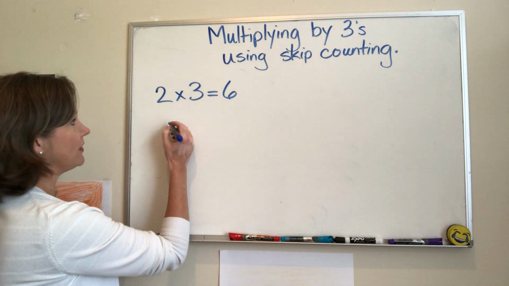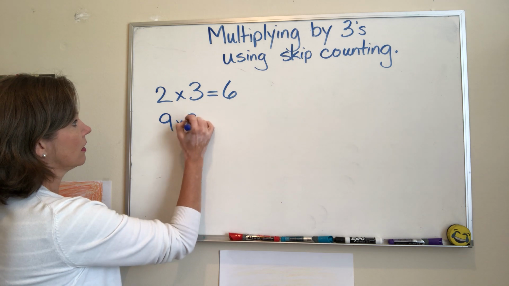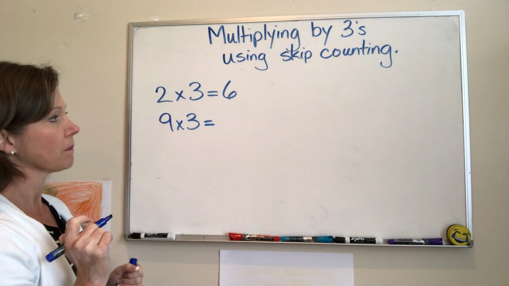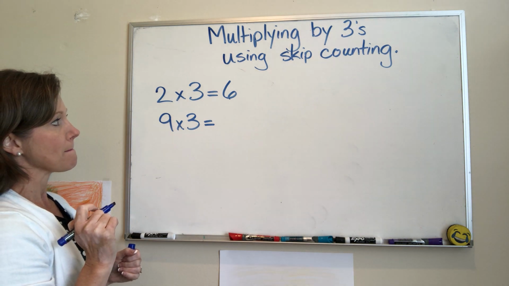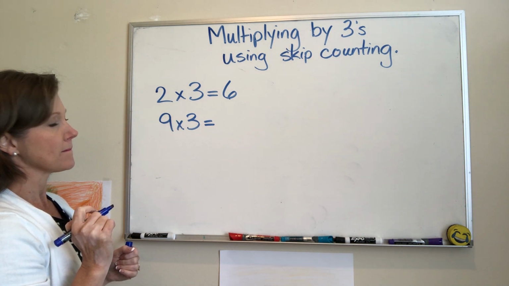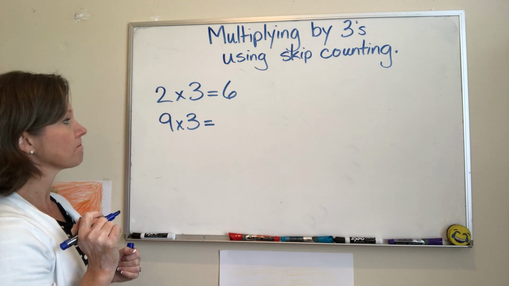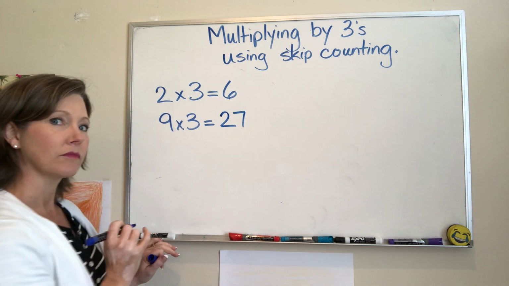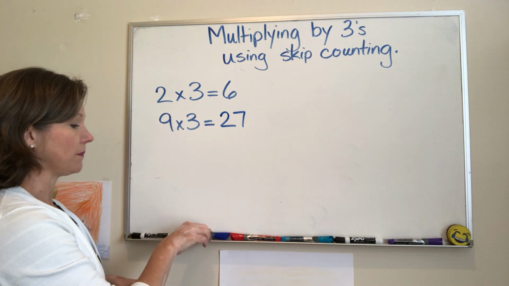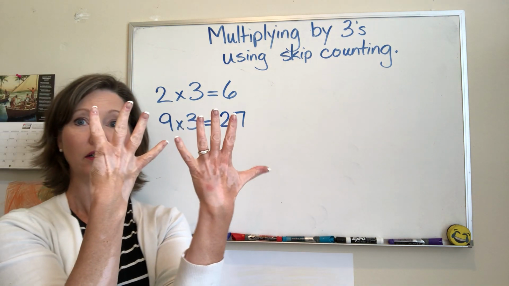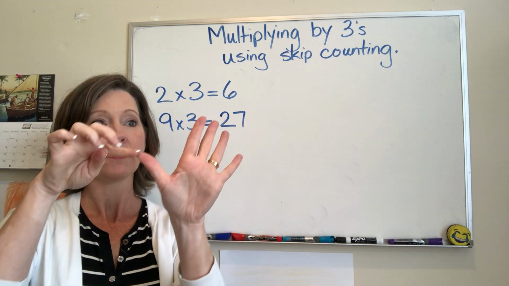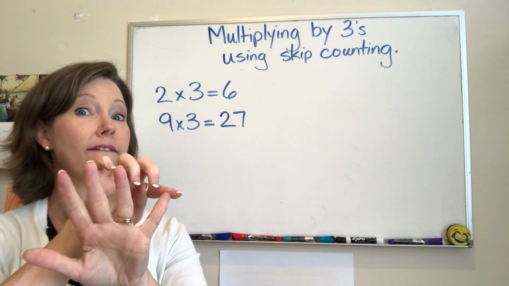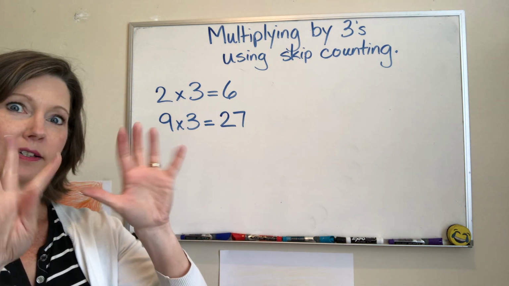Now, number 6, you have 9 times 3. Ooh, I want you to do your skip counting and see if you can figure it out. What'd you get? Did you get that? Let's prove it. 3, 6, let's do 9. 3, 6, 9, 12, 15, 18, 21, 24, and 27. That was 9 times 3.